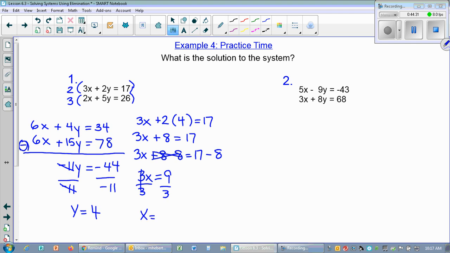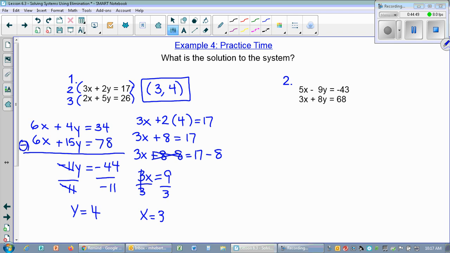And 9 divided by 3 is 3. So the solution to my first system of equations is x is equal to 3 and y is equal to 4. I hope you guys did really good on that one. Ooh, I'll be so excited.